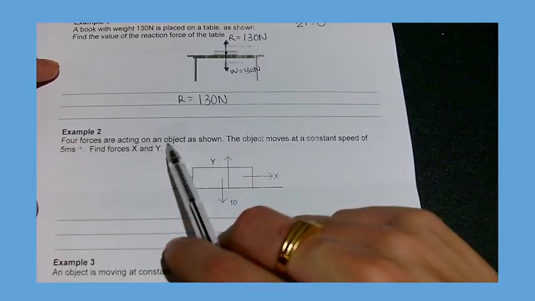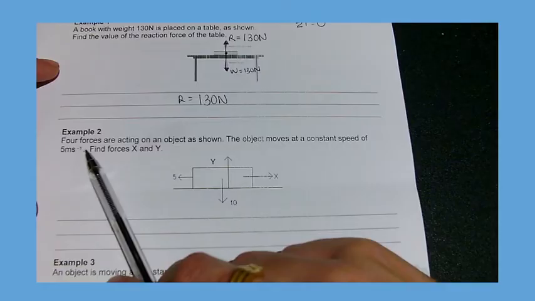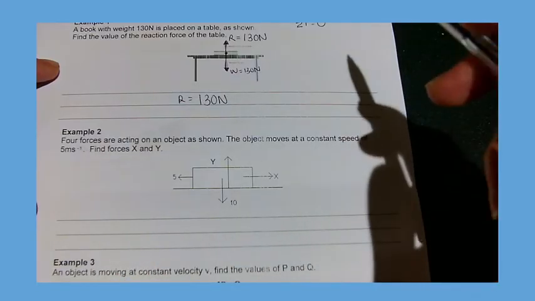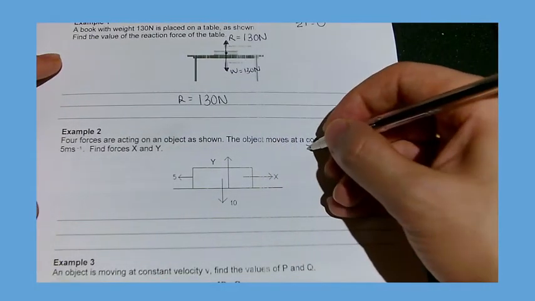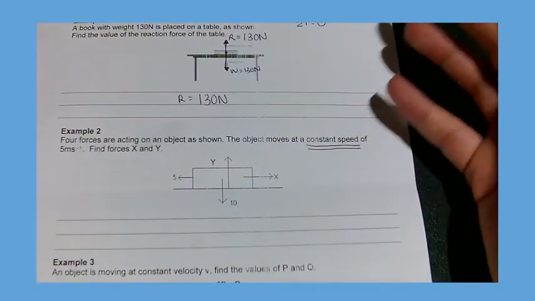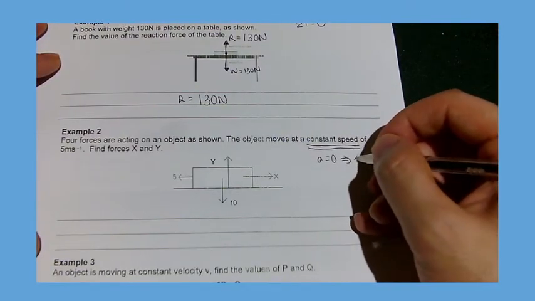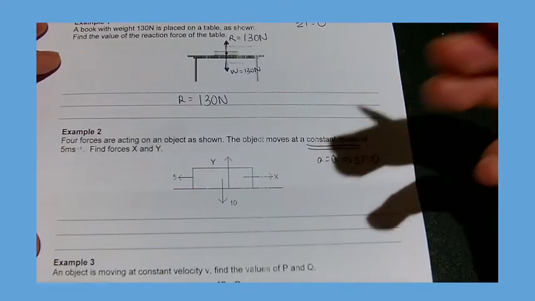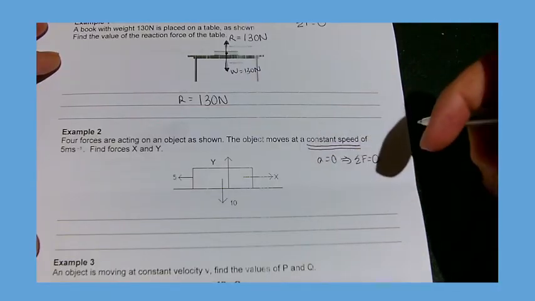Four forces are acting on an object as shown. The object moves at a constant speed of 5 meters per second. Find the forces X and Y. Now we've got to be quite careful here. If it's moving at a constant speed or velocity of 5 meters per second, then it's not accelerating. If it's not accelerating, then we can assume there is no resultant force. There is no overall force which is causing it to speed up or the velocity to change, so the velocity is remaining the same.